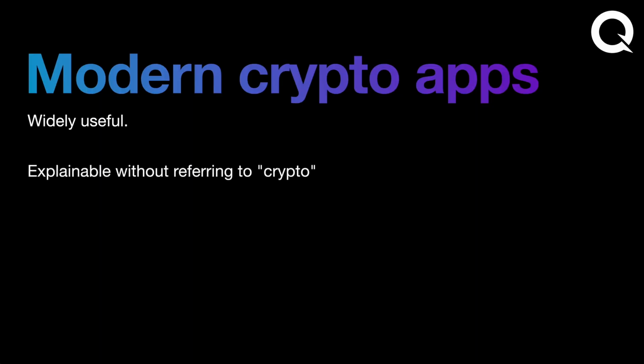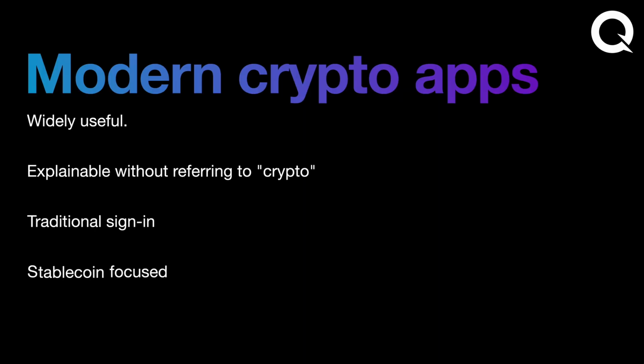The second thing is that they're explainable without referring to crypto. If you need to mention crypto or blockchain or Web3, you have failed. Not a single one of these needs anyone to know what any of those are to be able to understand why they want it. The next thing is traditional sign-in. No writing down 24 words on a piece of paper, sticking that in an envelope and hiding that in your house and then hoping that someone else doesn't find it or you don't lose it. They securely allow people to log in and store digital assets without needing to do any of the setup of old school crypto wallets. The next thing is they're stablecoin focused. People that want to know the value of anything want to know in US dollars.